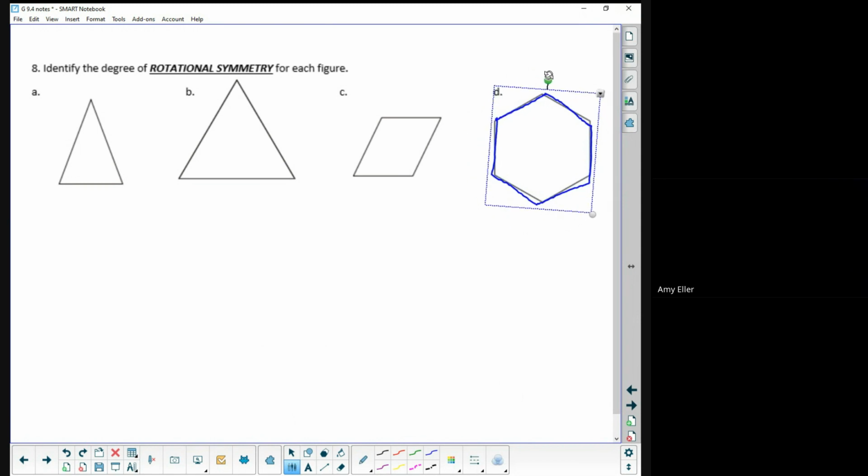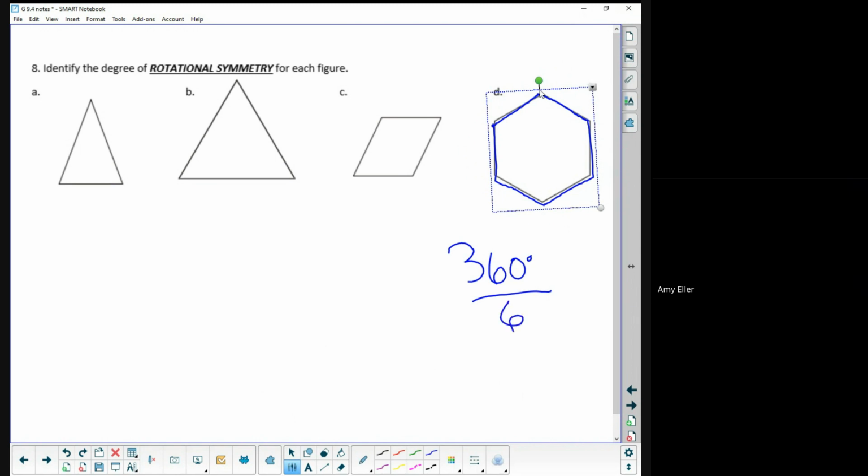Oh, that was excellent. Who said that? Yes. So take a look again. If I go all the way around, that's 360 degrees. Notice I go 1, 2, 3, 4, 5, 6 equal distances that make up the full circle. So if all the way around is 360, and I went to 6 equal spots where it lined up, just divide by 6. What do you get? 60 degrees.